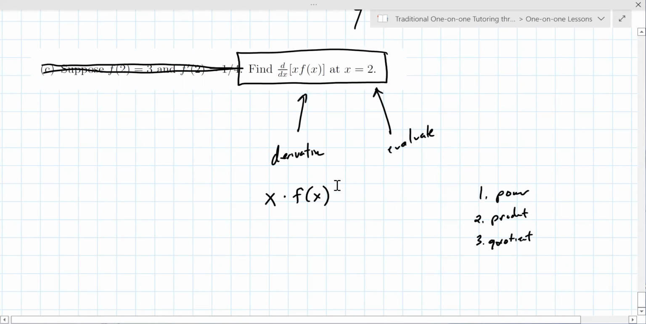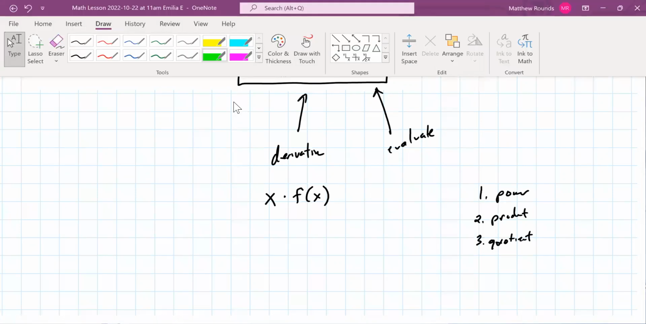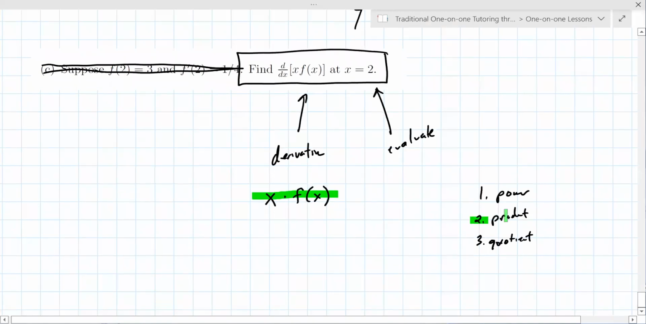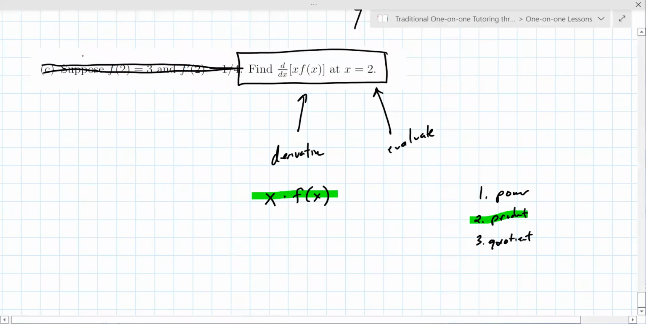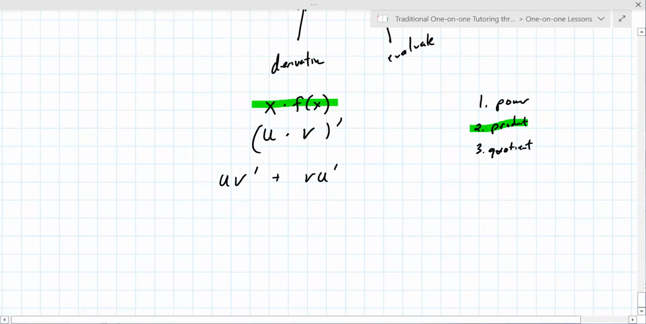Product. Yes, it is a product. It's not the kind of product you're expecting to see though, because it's a product of x and a function. But you just apply the same, you treat this as u and this as v. So your derivative of this is u v prime plus v u prime. And so if you treat u as x, v is f of x, so v prime is f prime of x.